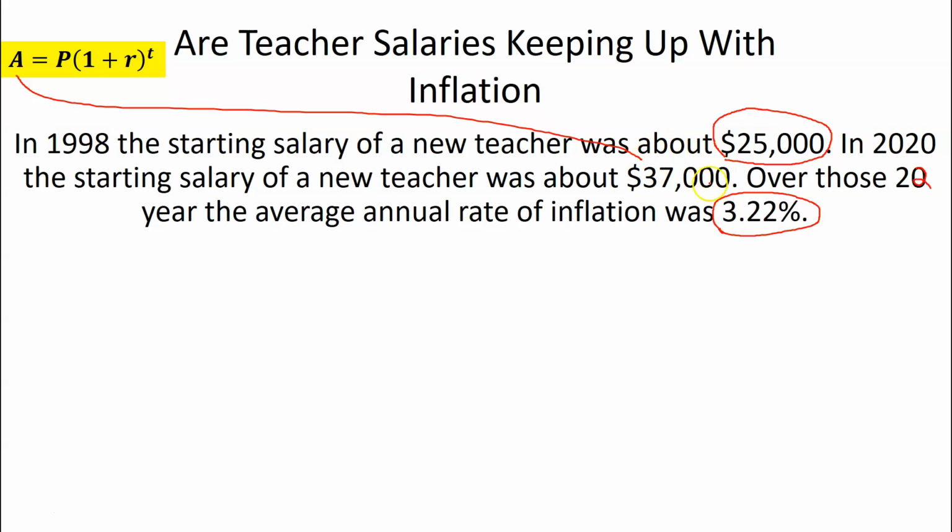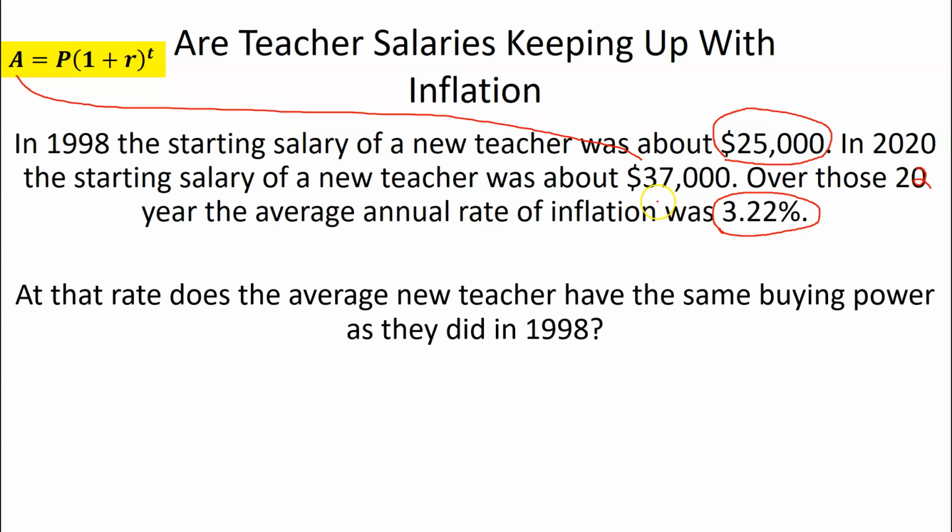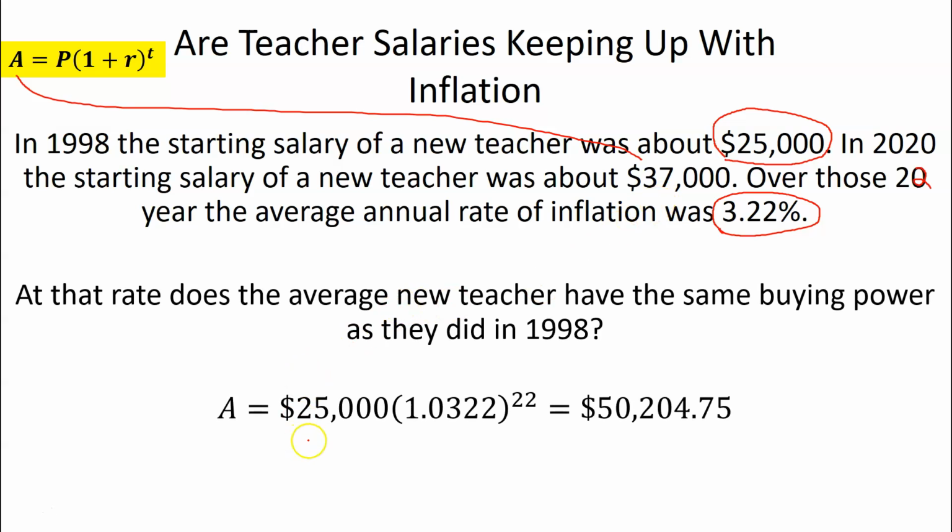Obviously, if it's equal, then yes, it's keeping up. If it's more, then it's more than keeping up. If it's less, then it's not keeping up. So let's compare those here. Here's my calculation. The amount I started out with, the present value back in 1998, times 1.0322, so 1 plus the average inflation rate over those 22 years, ended up being $50,204.